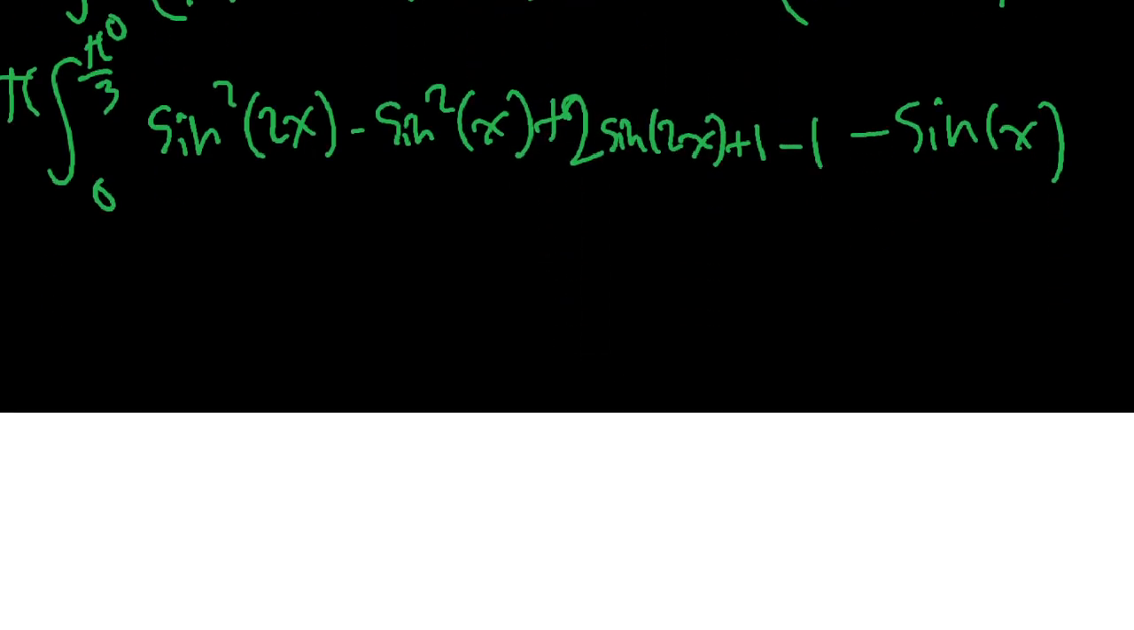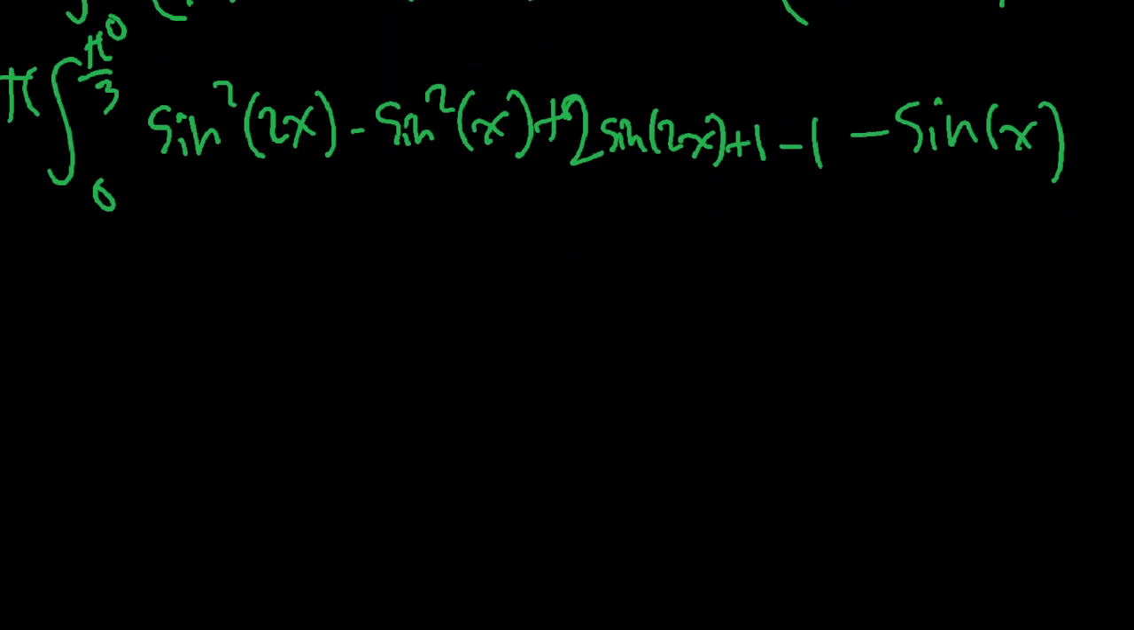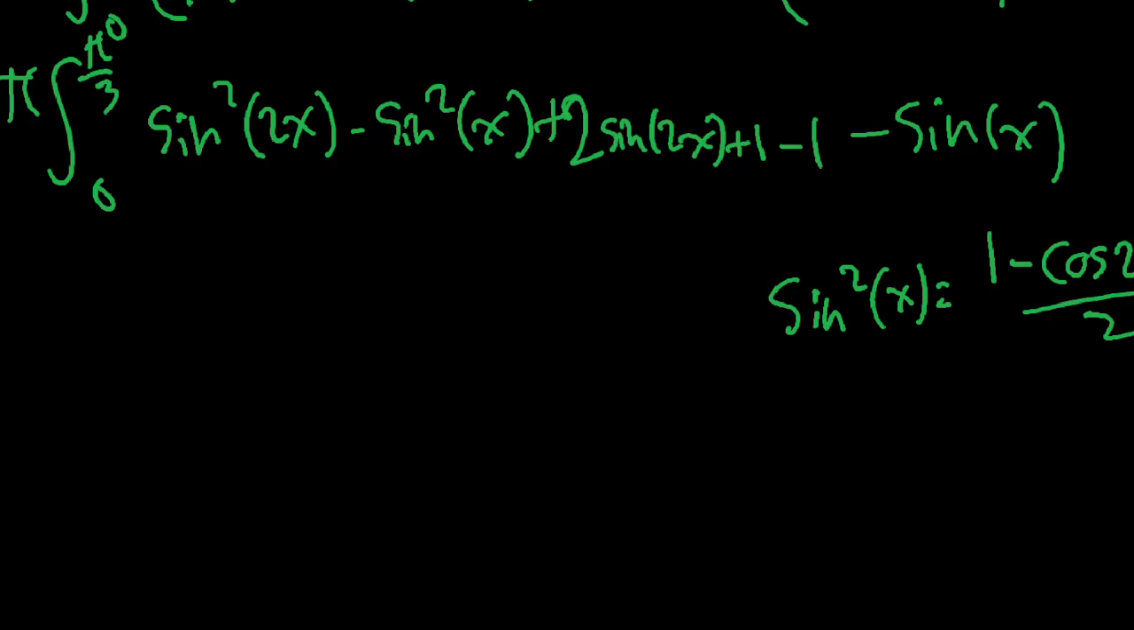So, going to the actual part of integrating, we can't integrate this sine squared 2x yet. We have to use identities to make it into something different. Recall that sine squared x is equal to 1 minus cosine 2x over 2. Yes, that's what it is. If it's wrong, then I'll find out soon enough.